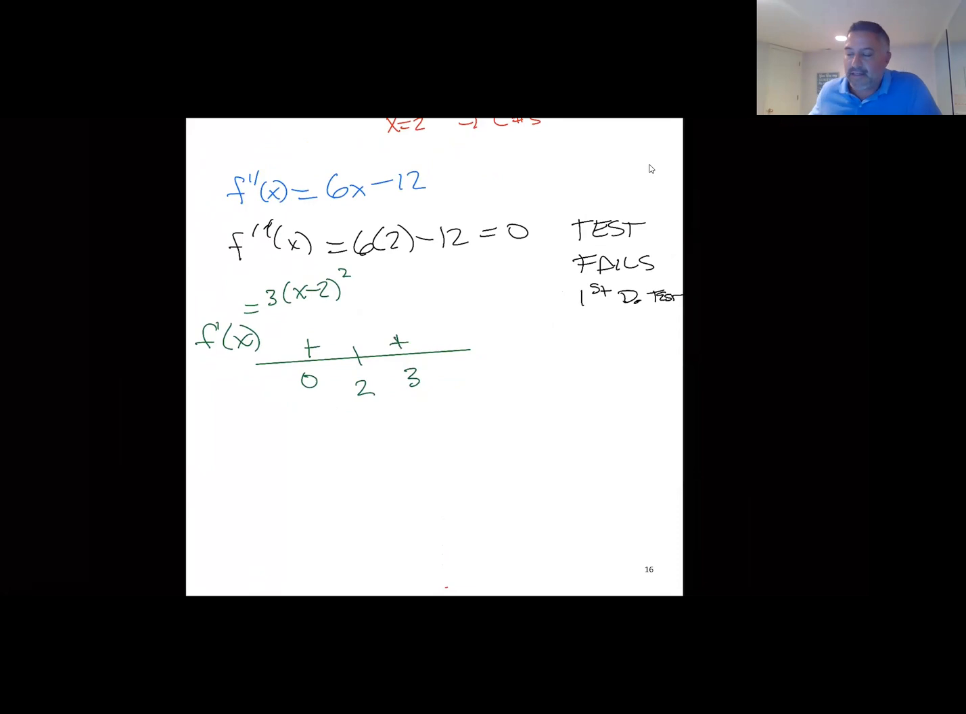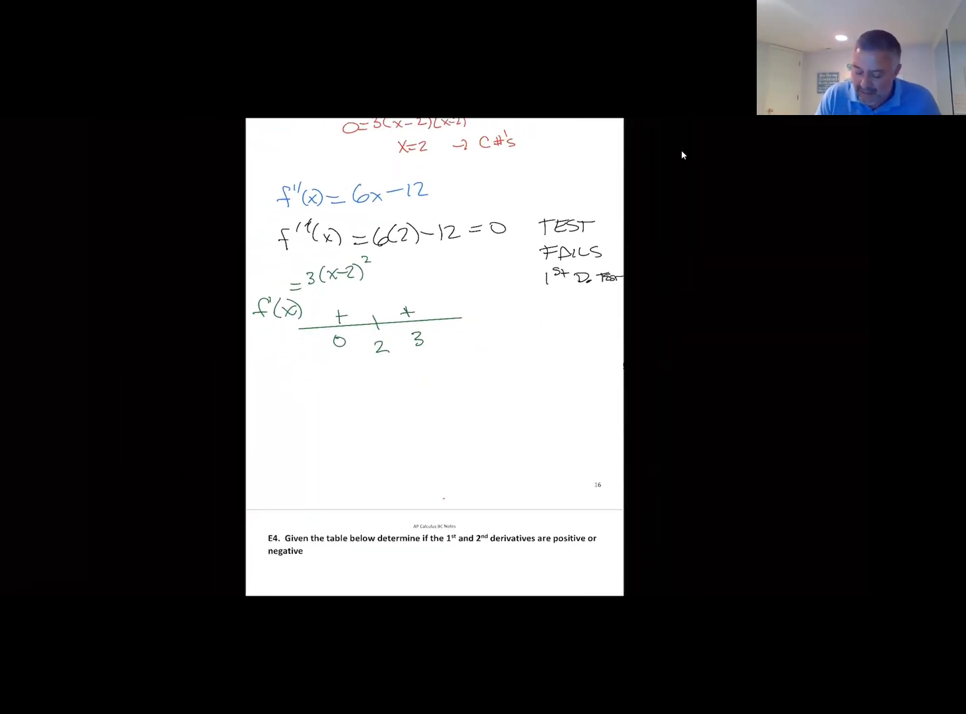And my increasing and decreasing didn't change either. So that means that I do not have a max or a min. There is no relative max. There is no relative min.